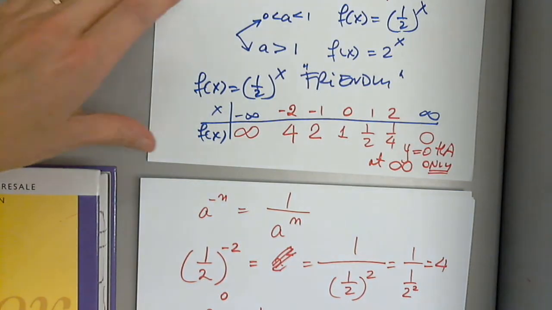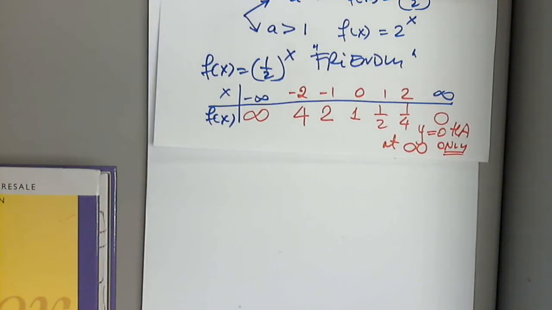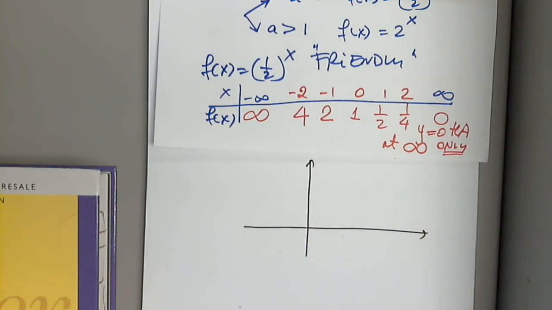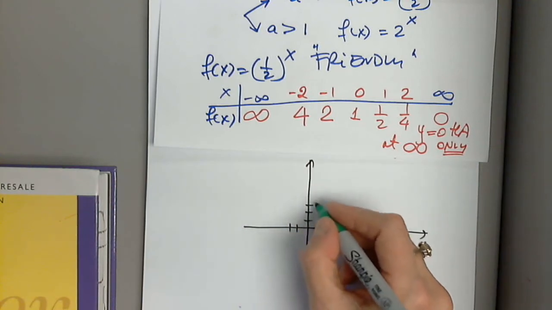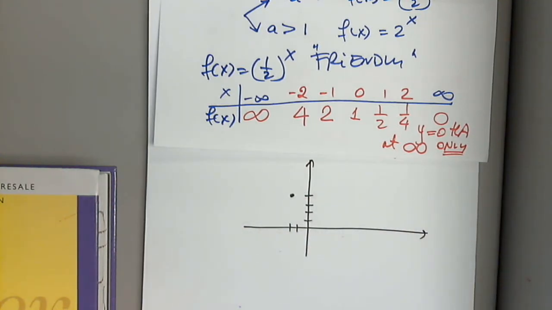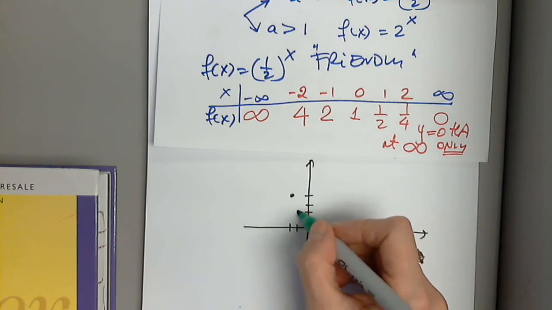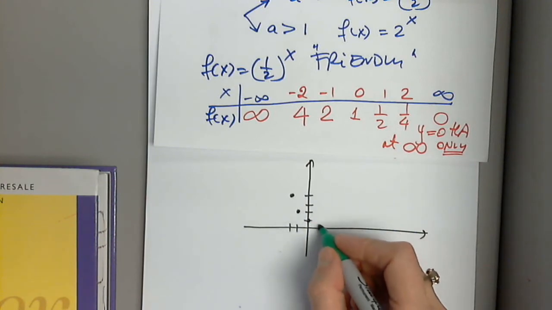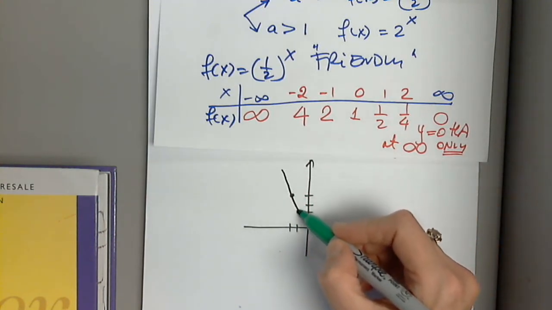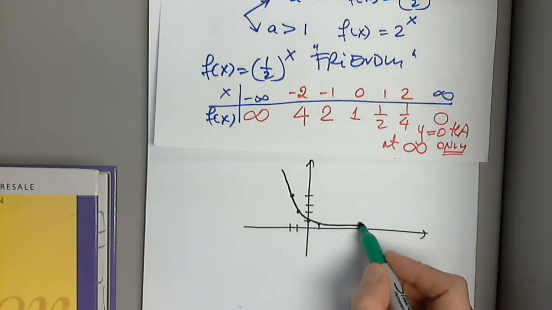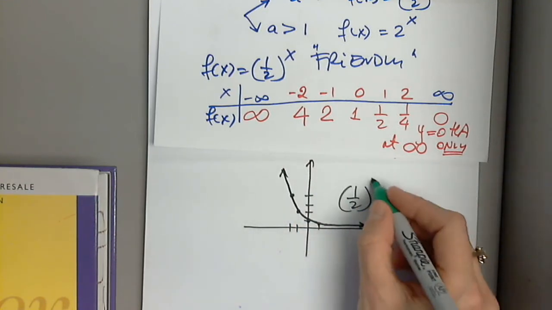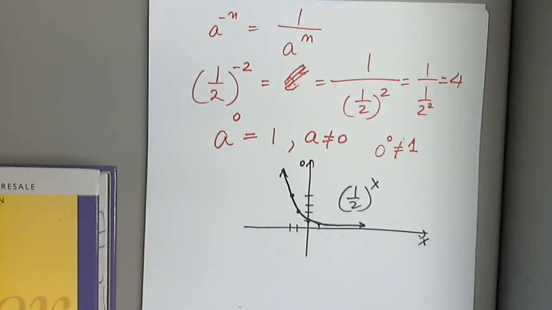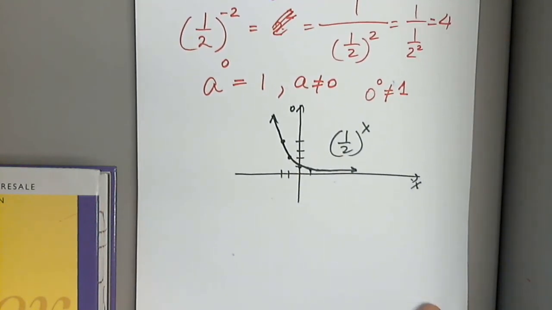Let's see how it looks. So can anyone dictate the first ordered pair? Very good. -2, 4 it is. Next one. Very good. Next one. And from now on, it becomes difficult for me to plot it. This is the function, 1/2 to the x power. It has tons of properties.